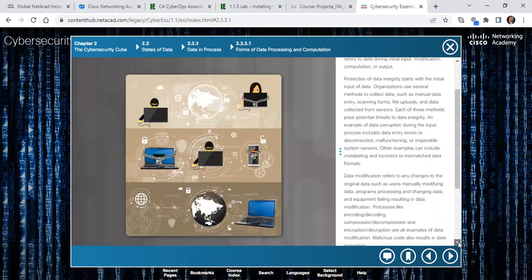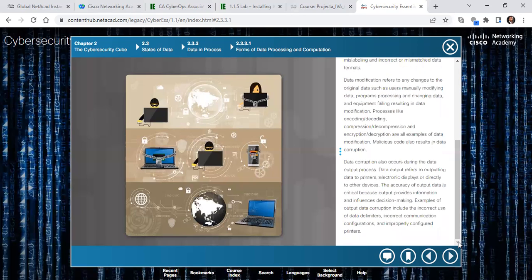So data modification refers to any changes to the original data, such as users manually modifying data, programs processing and changing data, and equipment failing, resulting in data modifications, okay? Processes like encoding and decoding, compression and decompression, and also encryption and decryption are all examples of data modifications, all right?